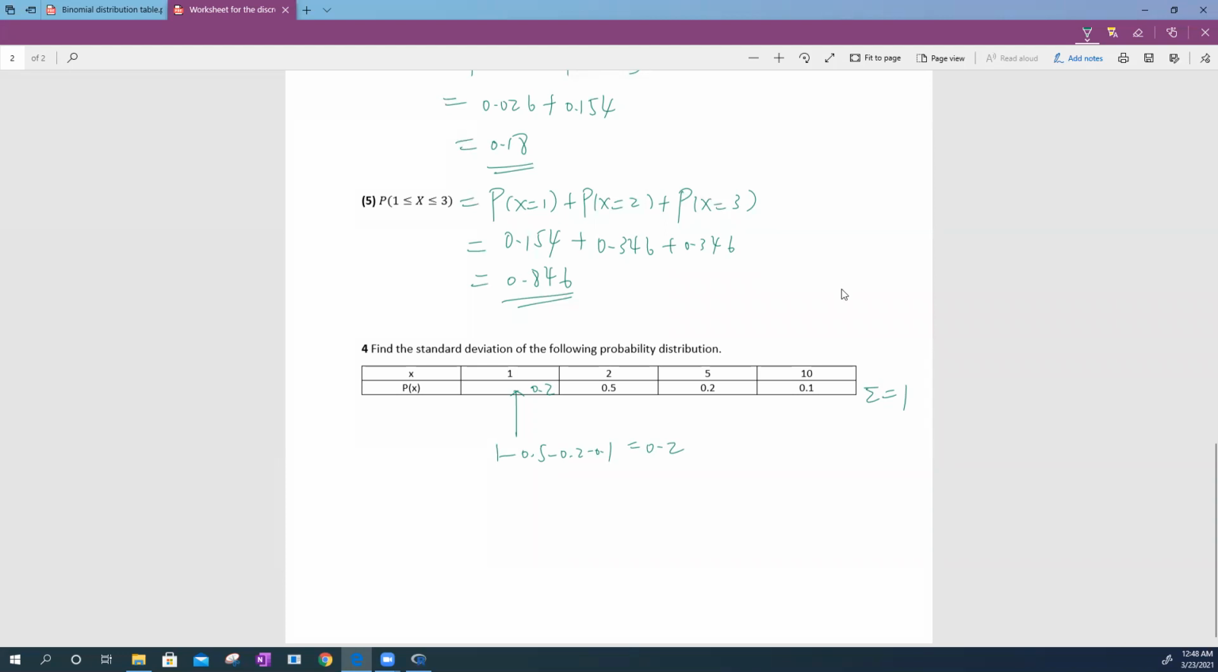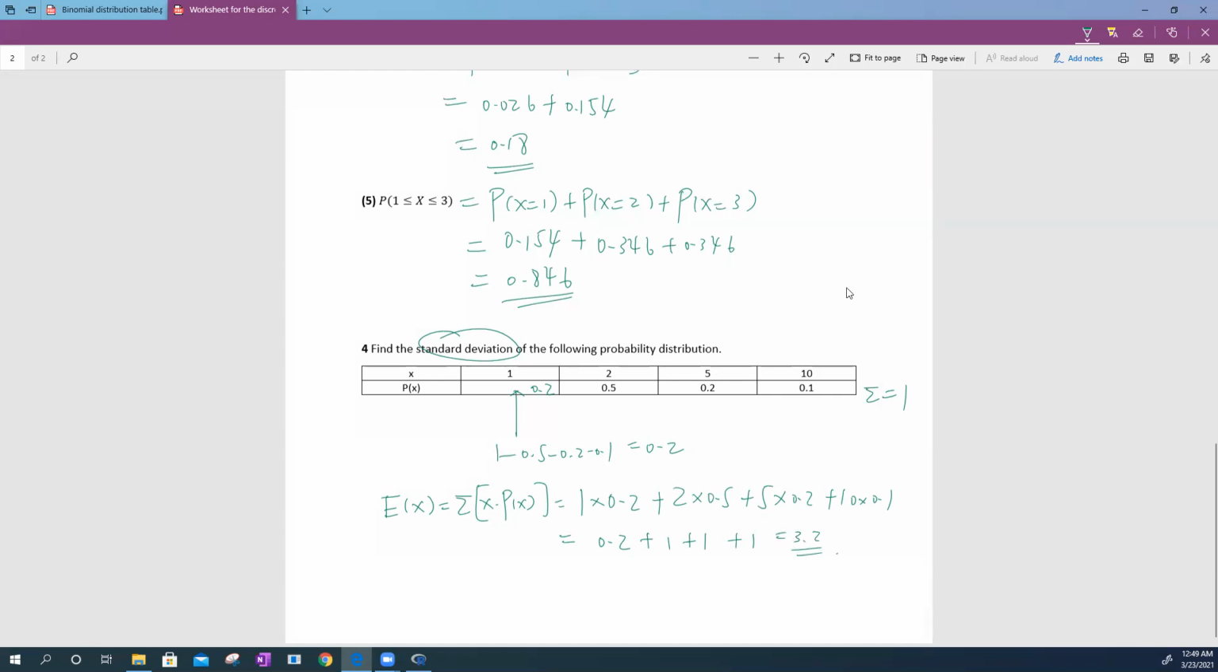Then we can go ahead and find the standard deviation. But before we can find the standard deviation, we always need the expected value. So that is the sum of x times the corresponding probabilities. And then the first value x can take, that's 1 times 0.2, plus the second one, that's 2 times the corresponding probability, which is 0.5, plus 5 times 0.2, plus 10 times 0.1. So that's 0.2 plus 1 plus 1 plus 1. So that gives us 3.2.